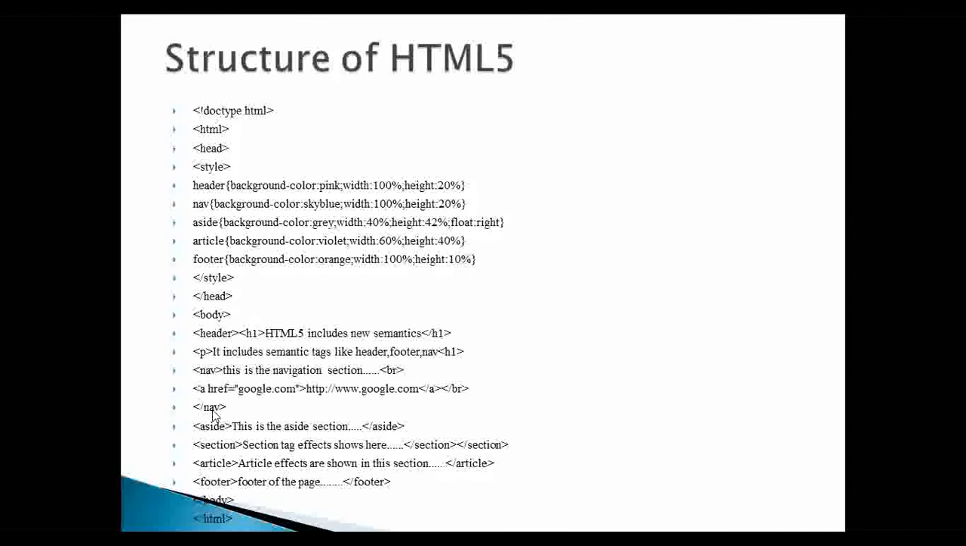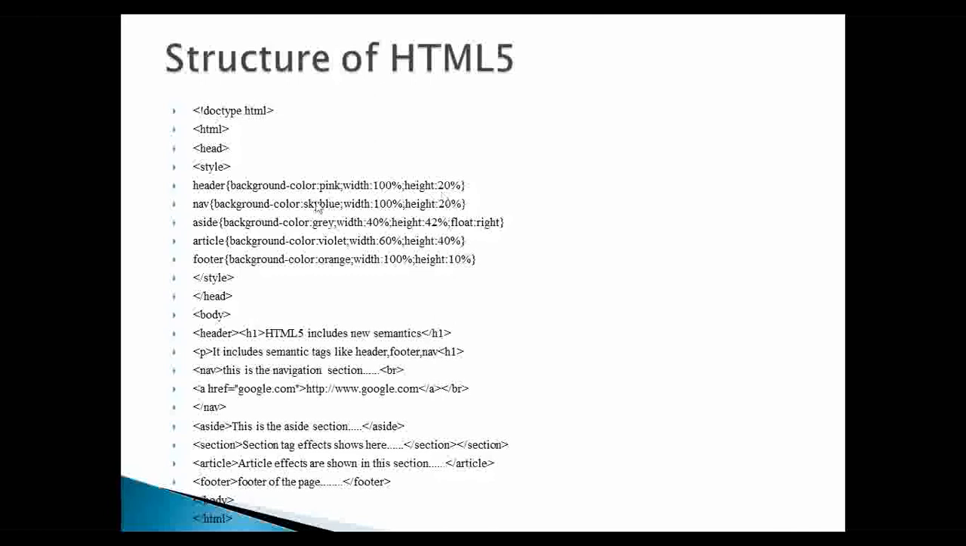These tags are specifically used for dividing your web page document into different sections. Here you can see in the style tag, I have added CSS for the header. The header will have a background color of pink. These are the attributes, properties and values which I have specified. Width will be 100% and height will be 20%. This means your header section will be displayed with a pink background, and its width will be 100% and height 20%.